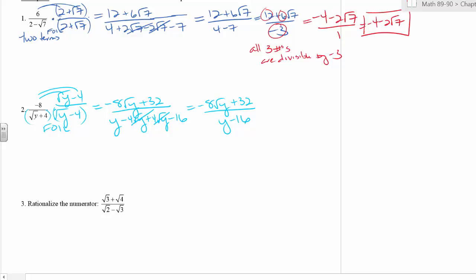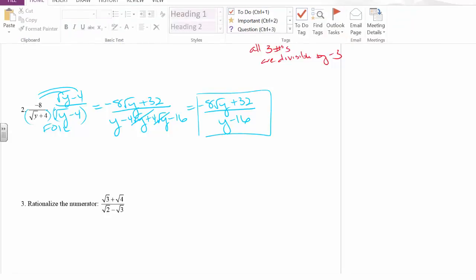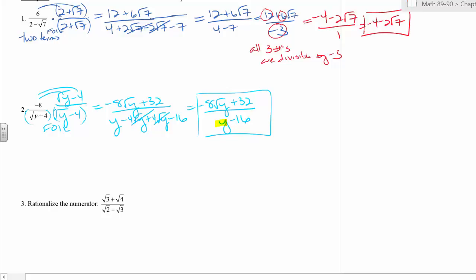And I know you're really tempted. You see a 32, you see a 16, you see an 8, but can you reduce this fraction? And the answer is no. This is it. And that's because this y term right here has nothing to cancel. He has nothing to give you. There's no coefficient that's a multiple of 8.